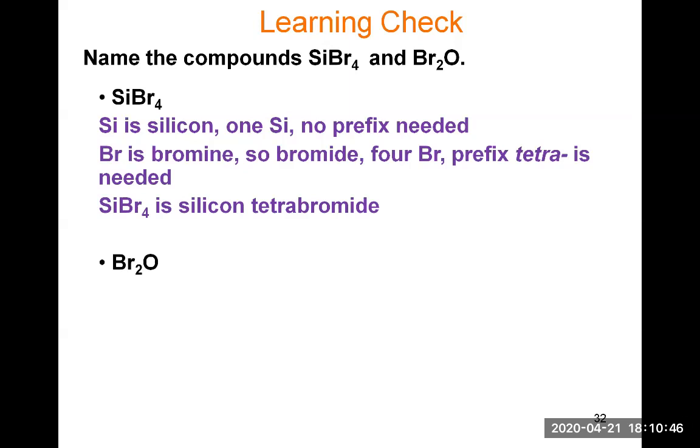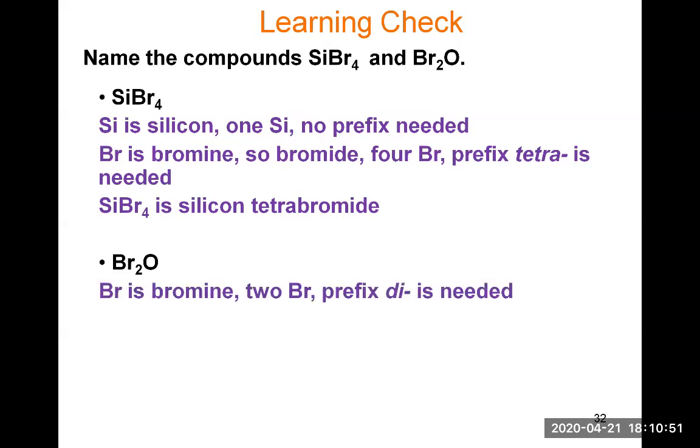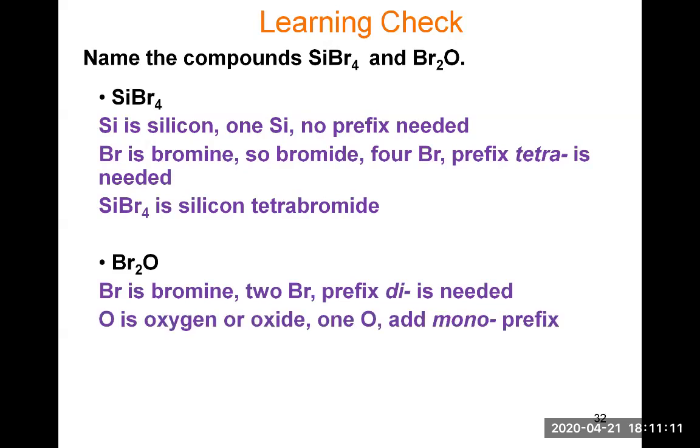Br2O. So Br again is bromine. There is 2 of them, so we will use the prefix di in front. It stays as bromine. This is the first nonmetal, so we don't change the ending. O is oxygen. Oxygen becomes oxide when it's the second nonmetal. There is only 1 oxide, so we will use the prefix mono in front. And so when we put this together, Br2O is dibromine monoxide.